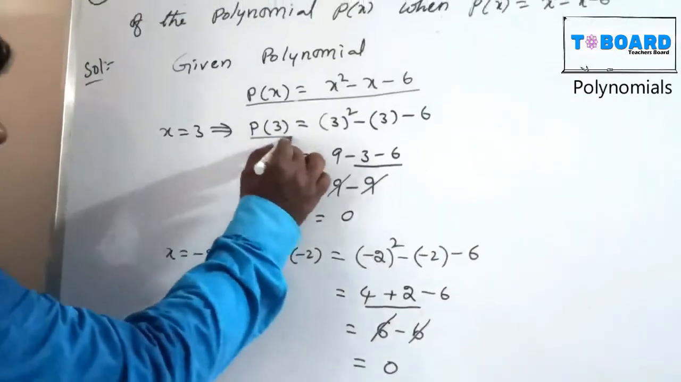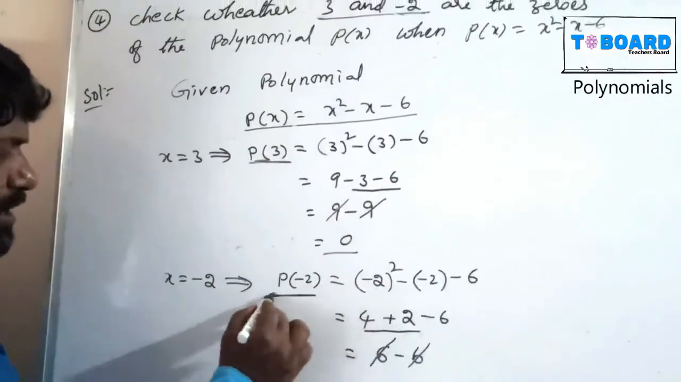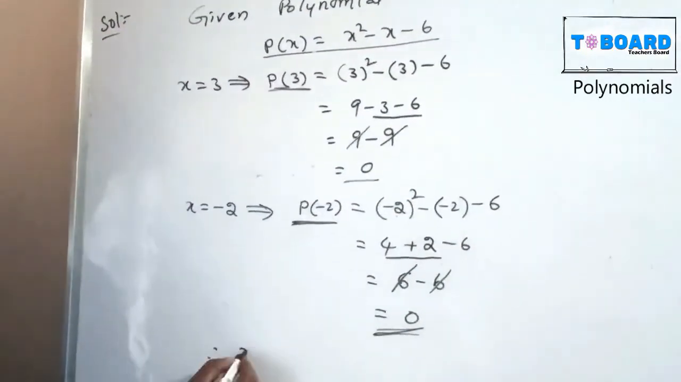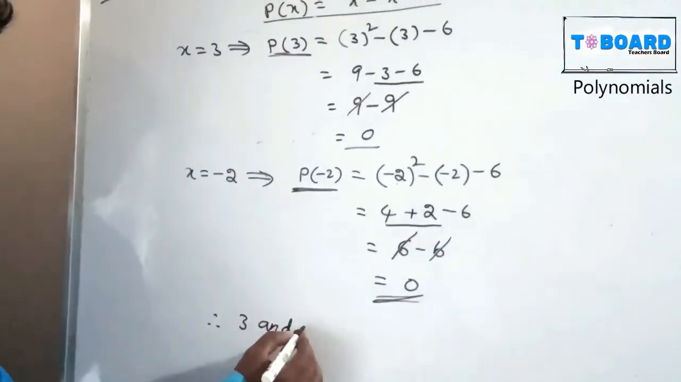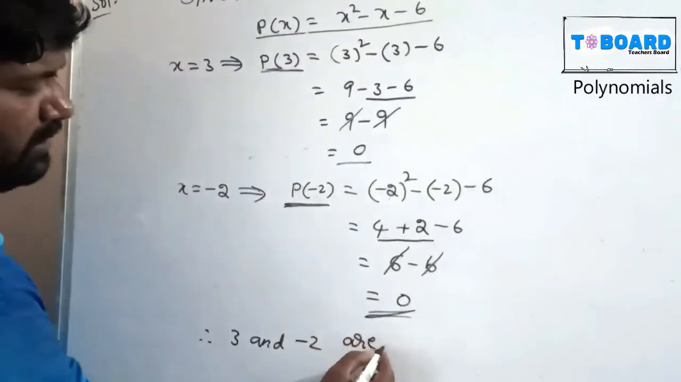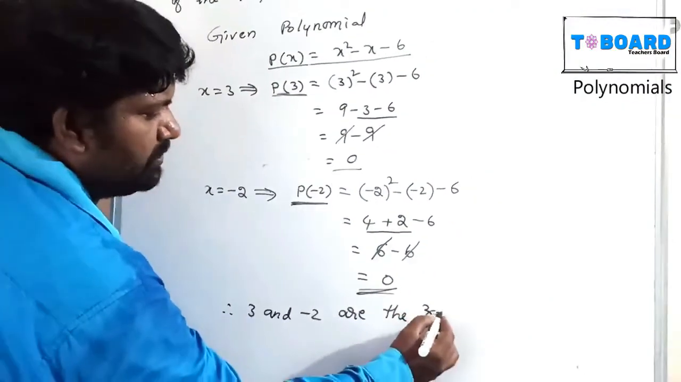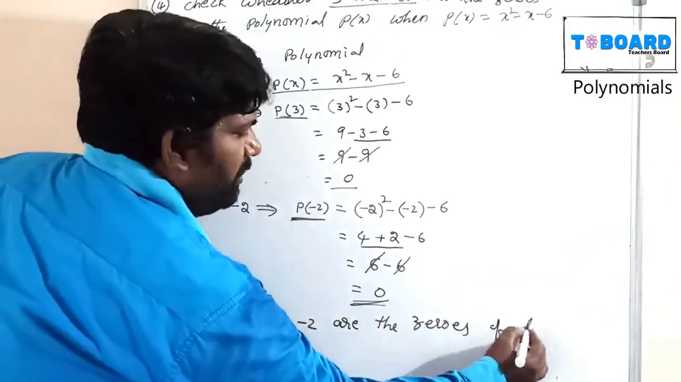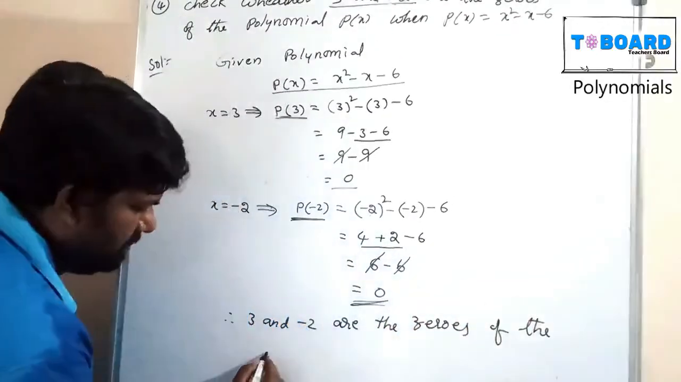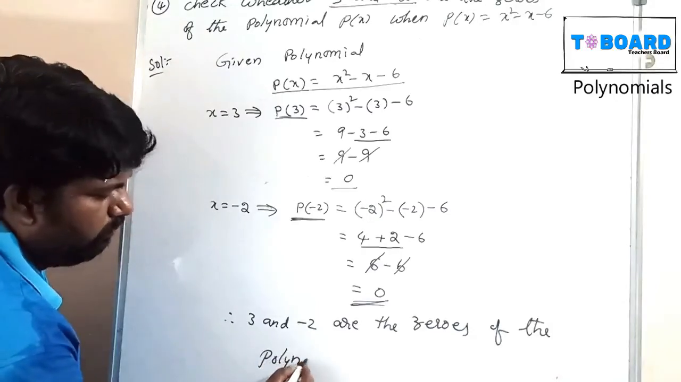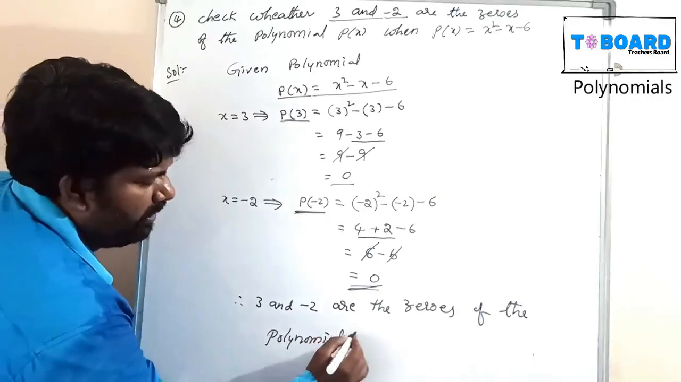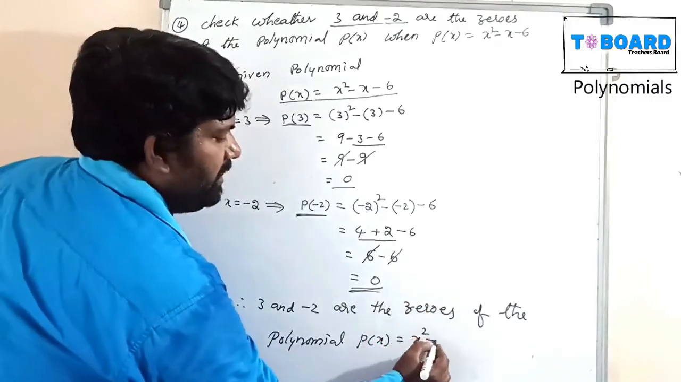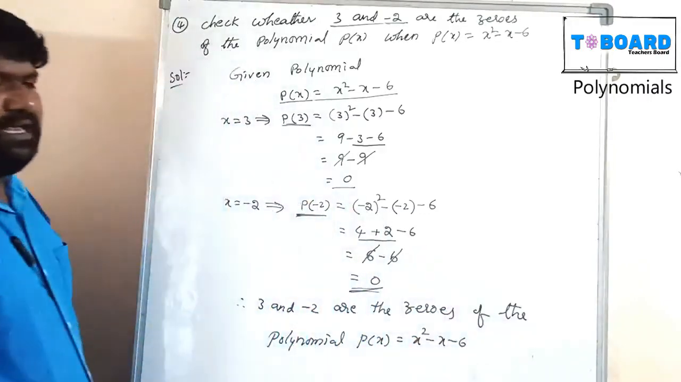And p of 3 equals 0, p of minus 2 equals 0. Therefore, 3 and minus 2 are the zeros of the polynomial p of x equals x square minus x minus 6.